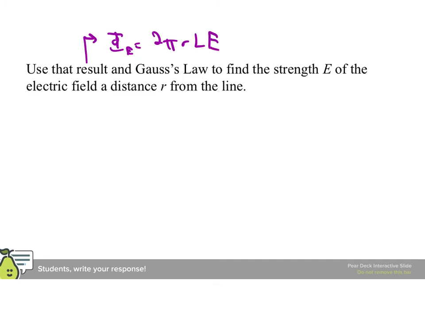Use that result in Gauss's law to find the strength E of the electric field at distance r from the line. So we know Gauss's law tells us that the electric flux is the enclosed charge over epsilon naught. How much charge is enclosed? Well, remember that lambda is Q over L.